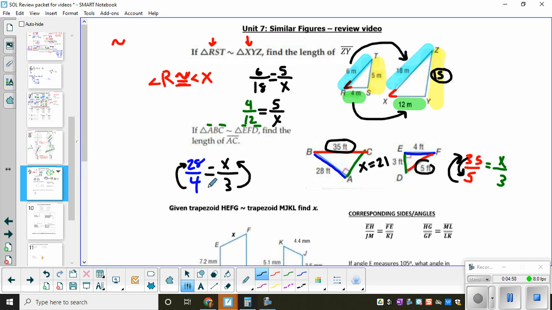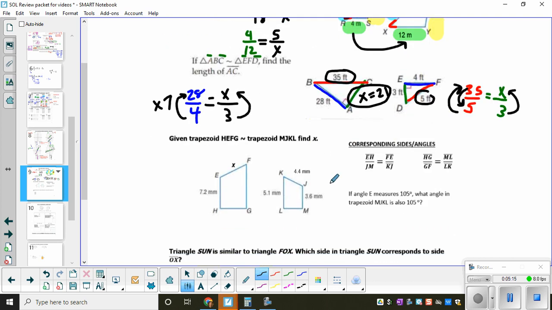And again, I can prove it by cross multiplying and dividing, or seeing, okay, so scale factor here is times 7. So 4 times 7 is 28. 3 times 7 is 21. 5 times 7 is 35. So 3 times 7 would be 21.